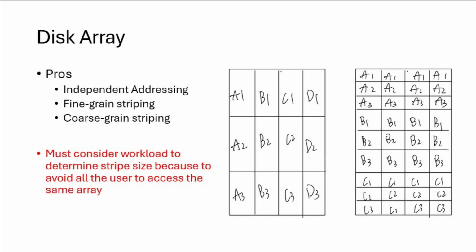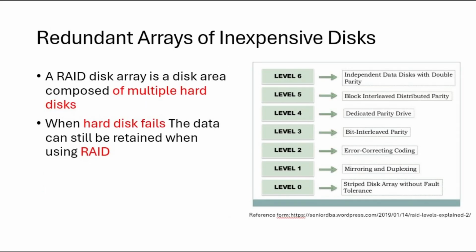But the problem is if we access the same area, like if we access the A1 a hundred times, or there are a hundred people who want to access the A1 at the same time, we have to wait a lot of time. So we have to consider the workload to determine the strip size, to avoid all the users accessing the same area at the same time. And the final is the RAID.